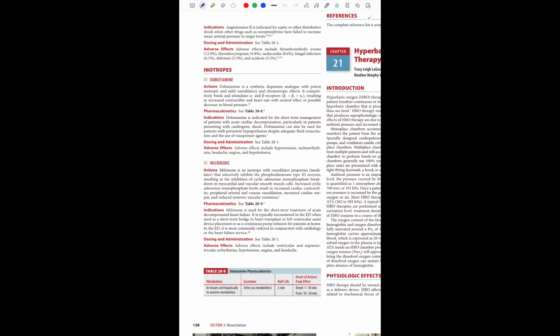Milrinone is used for short-term management of acute decompensated heart failure. It is also an inotrope with vasodilator properties, an inodilator, that inhibits phosphodiesterase type 3, resulting in inhibition of cAMP breakdown in myocardium and smooth muscle cells, increasing cAMP levels in the heart, increasing cardiac contractility. So milrinone basically inhibits the cAMP breakdown, so increases cAMP levels in the myocardium and increases contractility.